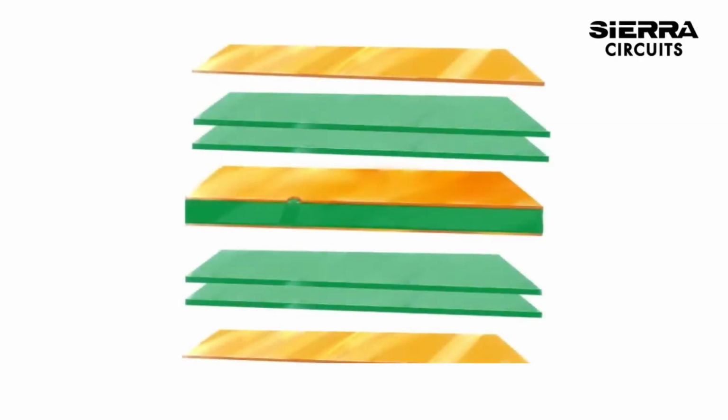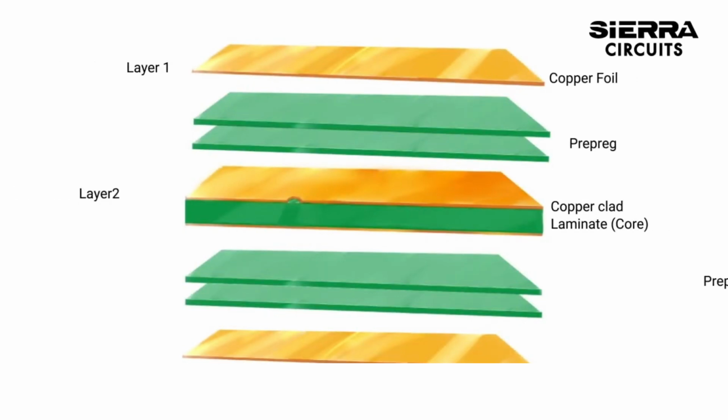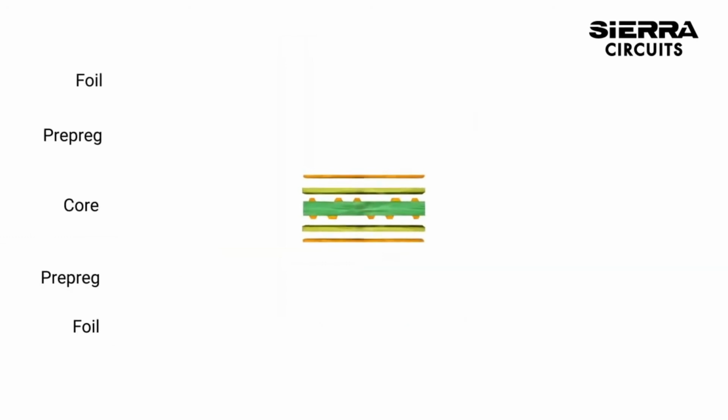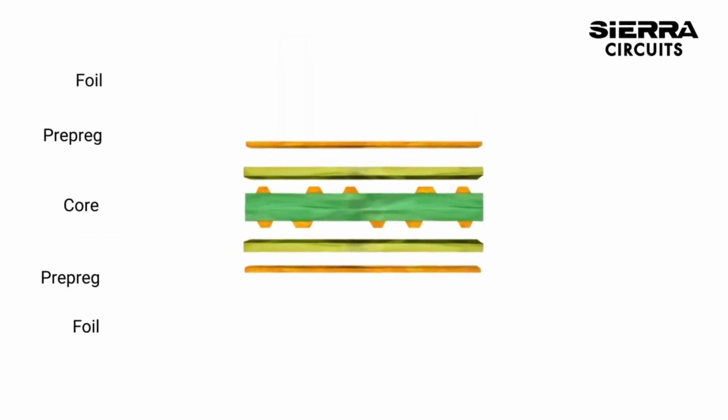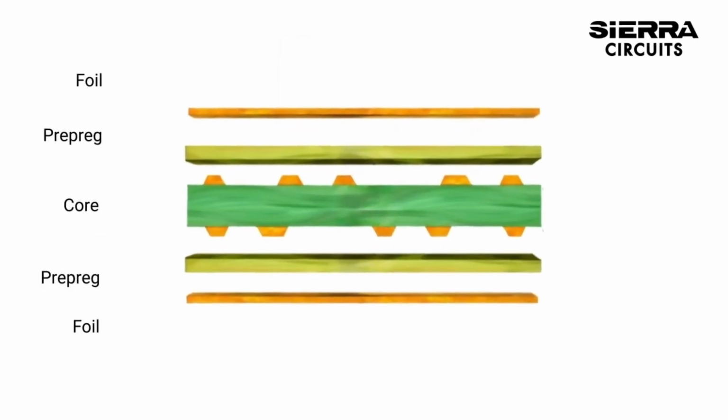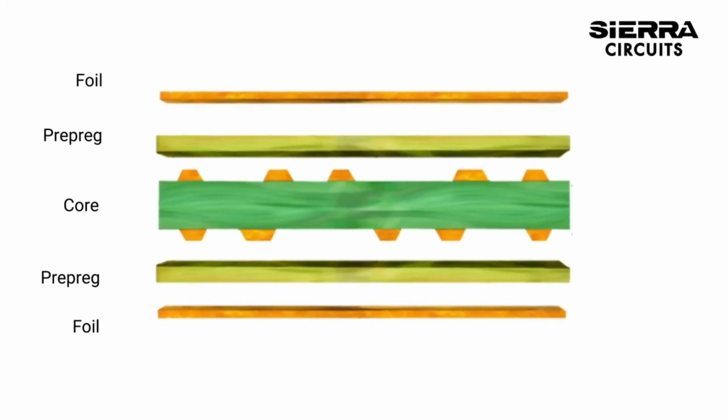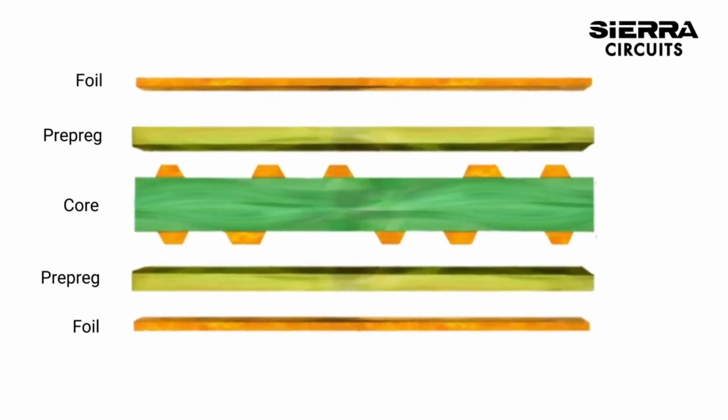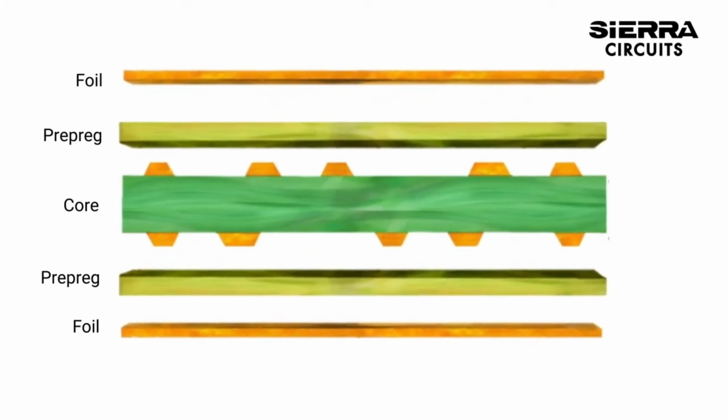The materials used to manufacture PCB are prepreg, copper foil, and copper-clad laminate. Prepreg is a B-stage dielectric material that is tacky and allows bonding of copper foil and different laminates. Copper foil serves as conductive traces on PCBs.